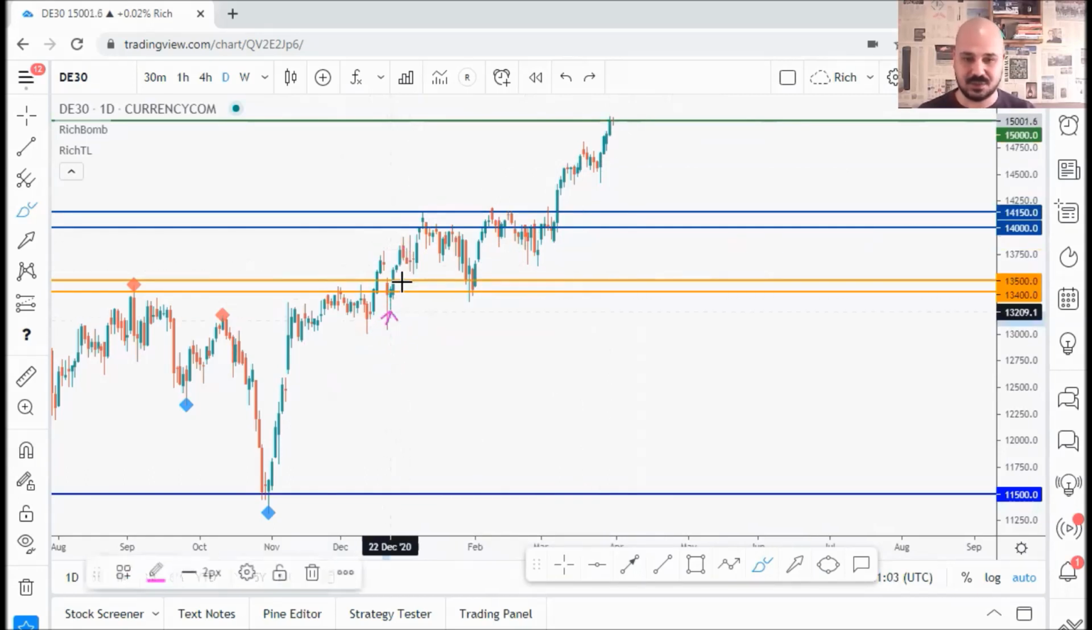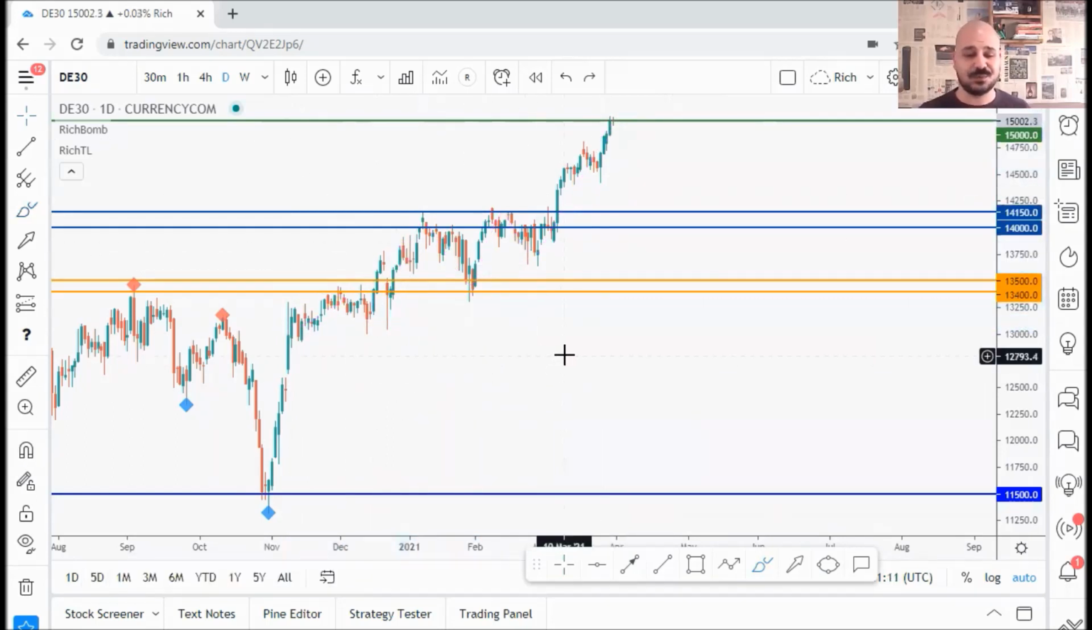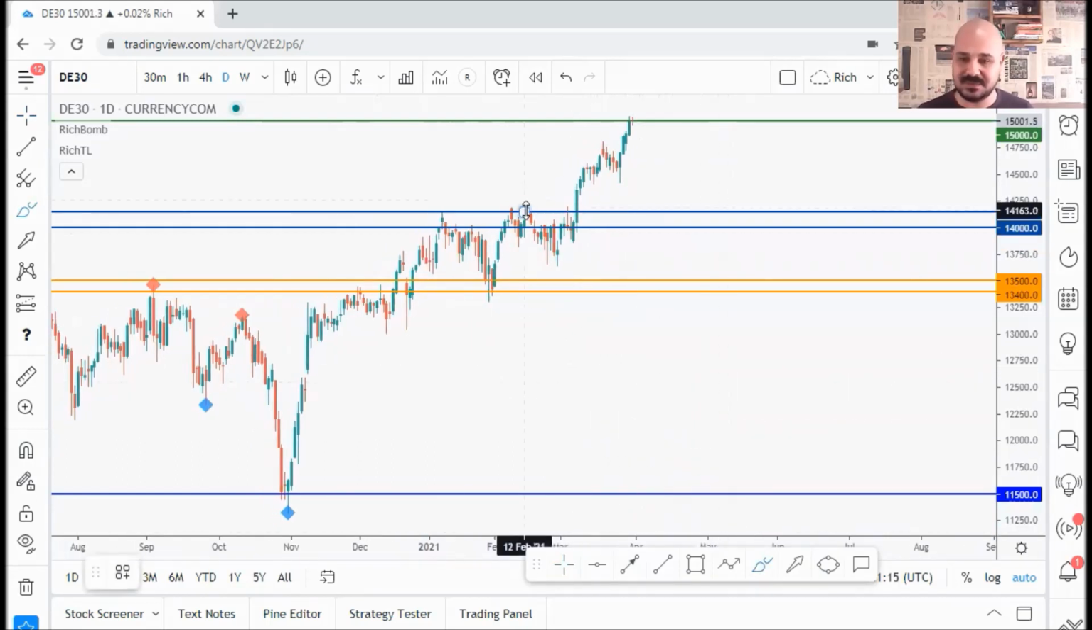Let me show it to you. Impulse, corrective, impulse, corrective. So now we are currently in the impulse phase, and we also had one here. So DAX is making new all-time highs. The previous all-time high was around here, and then price broke it upward. So now the new all-time high is around the 15K.